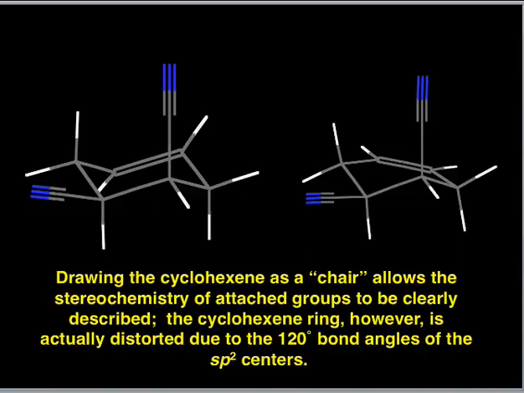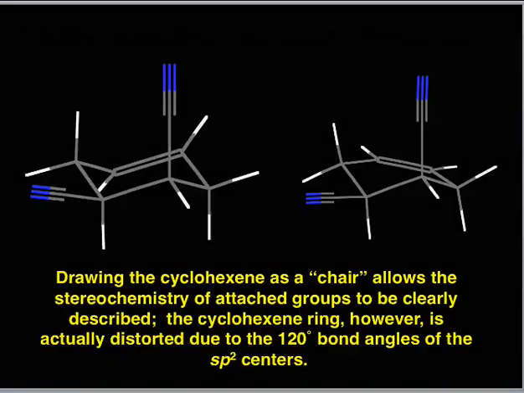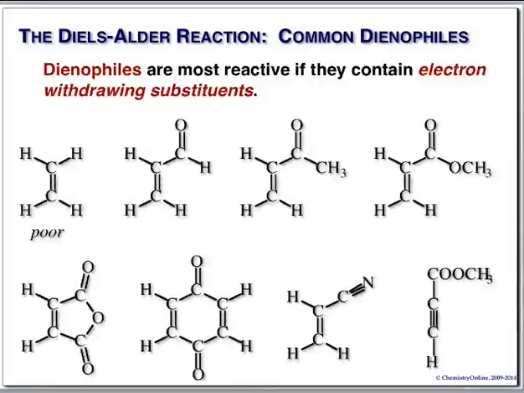Well, here we use this dinitrile as our dienophile. Turns out that when you have electron withdrawing substituents on your dienophile, they react much, much better than simple ethene. Ethene is a very, very poor participant in a Diels-Alder. Here we have a carbonyl, another carbonyl, this is an ester, ketone, aldehyde, ester. All of these are good dienophiles.